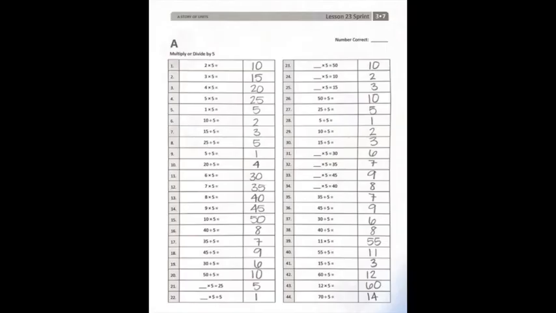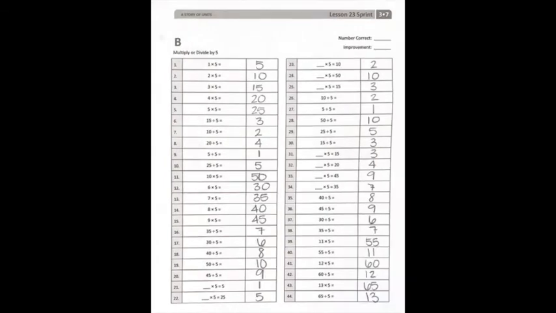If you did sprint A, go ahead and pause it here and see how many you got correct. If you did sprint B, go ahead and pause it here and check your answers. Now we're going to be going over the lesson 23 problem set, so make sure you have the pages in front of you and we're going to go over each problem at a time.